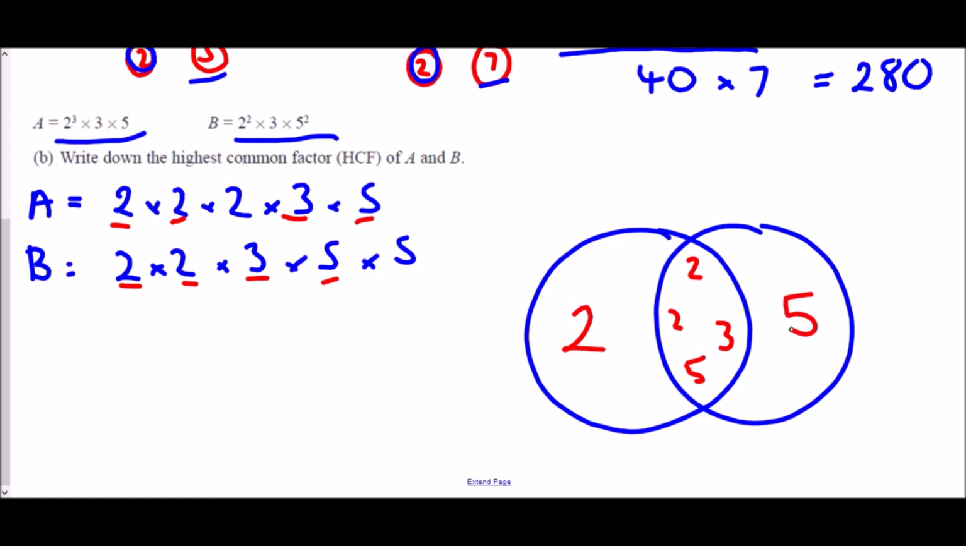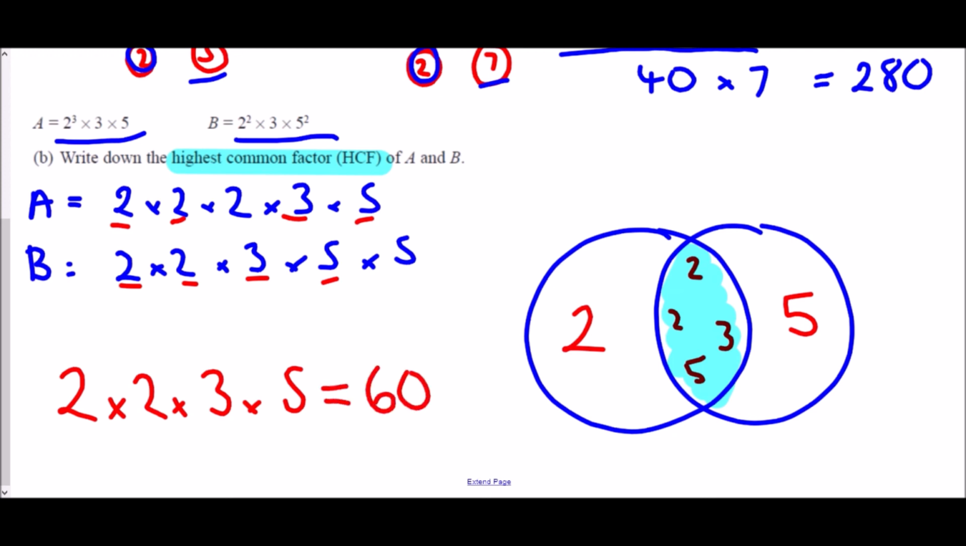And the question was asking for the highest common factor. Where do we find the highest common factor? In the middle of the diagram. And so the highest common factor of those two numbers will have to be 2 times 2 times 3 times 5. And if we work that out, 2 times 2 is 4, times 3 is 12, times 5 is 60. And so the highest common factor of those two numbers is 60.